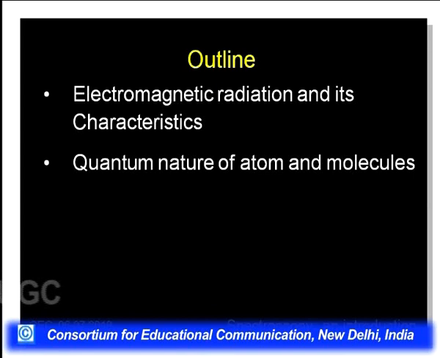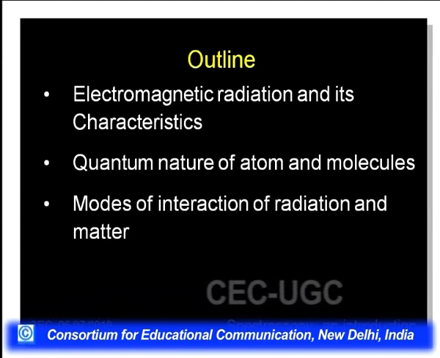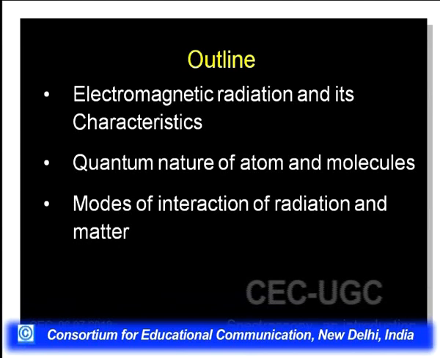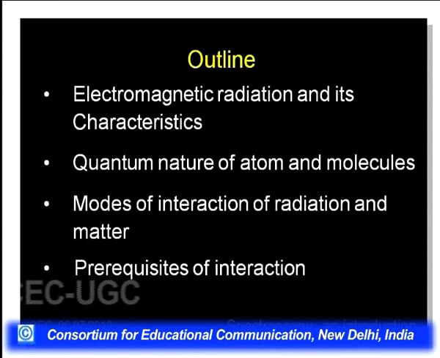Having done that, we will move on further and see how the two can interact, because I am repeatedly telling you that spectroscopy is interaction of radiation and matter. So, we need to understand what is radiation, what is matter, and how the two interact. Thereafter, having talked about different modes of interactions possible, we will move on to what are the prerequisites for such an interaction to take place. Then, we will proceed to the types of spectra which come up, because essentially the radiation and matter interact, and that interaction leads to generation of a spectra. So, depending on what kind of interaction we are having, accordingly there will be different types of spectra.